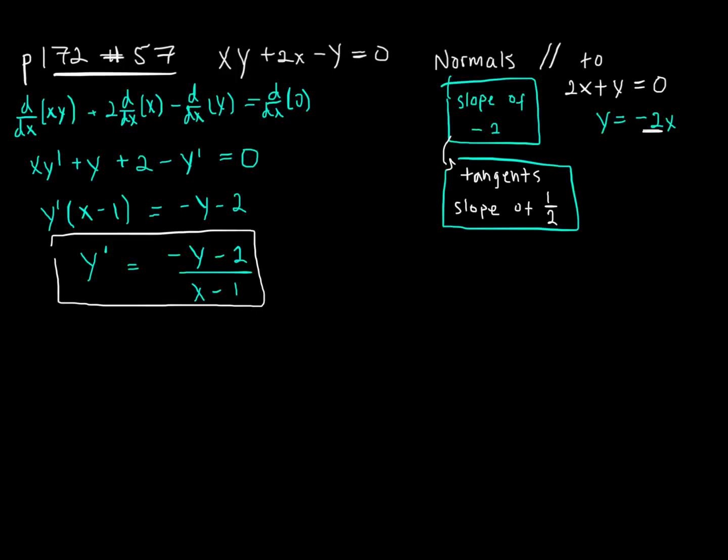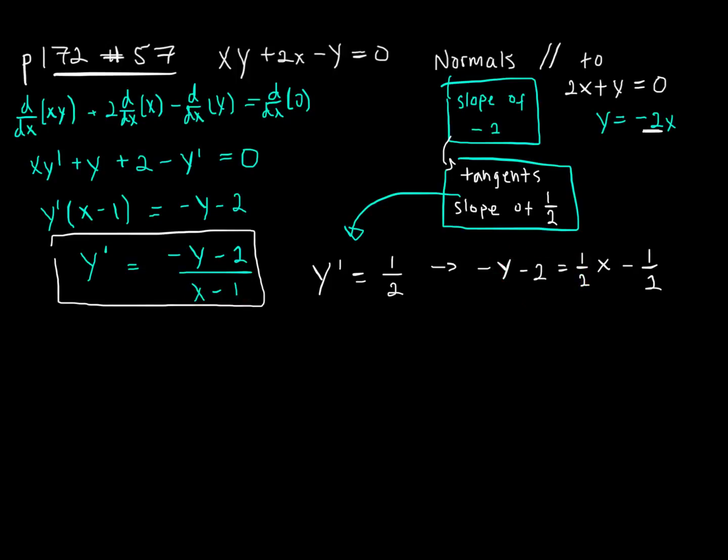So taking the derivative with respect to x of both sides of my equation, and then solving for y prime, or the derivative of y with respect to x, we get that it is equal to negative y minus 2 over x minus 1. And so now I can continue on with my search for tangents with a slope of 1/2, which means that I'm looking for where the derivative is equal to 1/2. So I'll go ahead and set that up. All right, so setting the derivative equal to 1/2, and then multiplying, what I did was I set this equal to 1/2 and multiplied by x minus 1 on both sides.